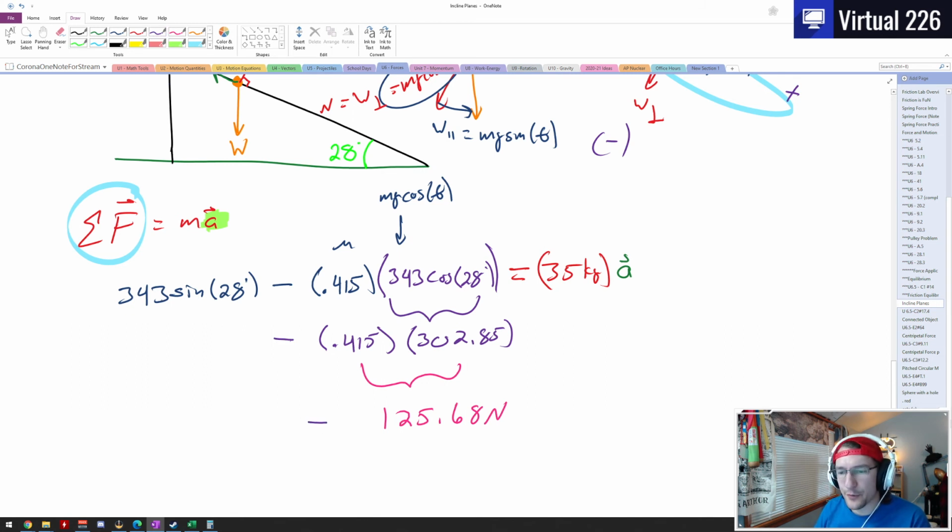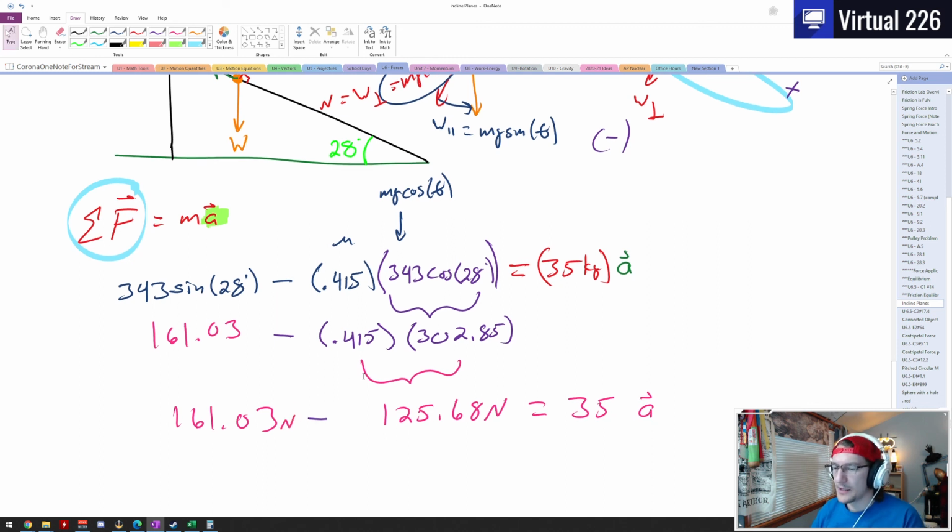On the left here, I've got 343 times the sine of 28 degrees. So 343 sine of 28, I get 161.03. 161.03 as I'm carrying it down. And this will still equal 35 kilograms times a. This is a newton as well.